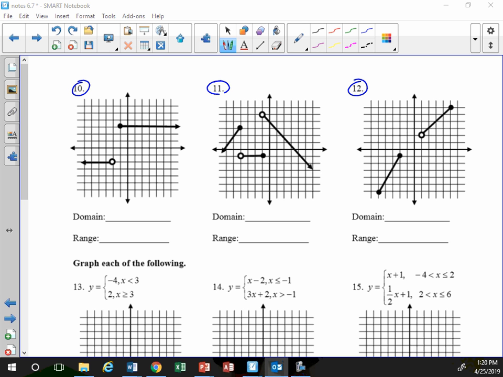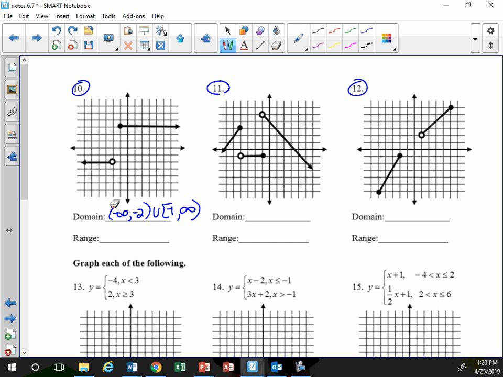All right, guys, let's look at these. Okay, what did you tell me for domain for number 10? Perfect. And you had a parenthesis on -2? Okay, good. Oh, -1. All right, domain on the first one, we good? Okay, range on this one. What is the range?